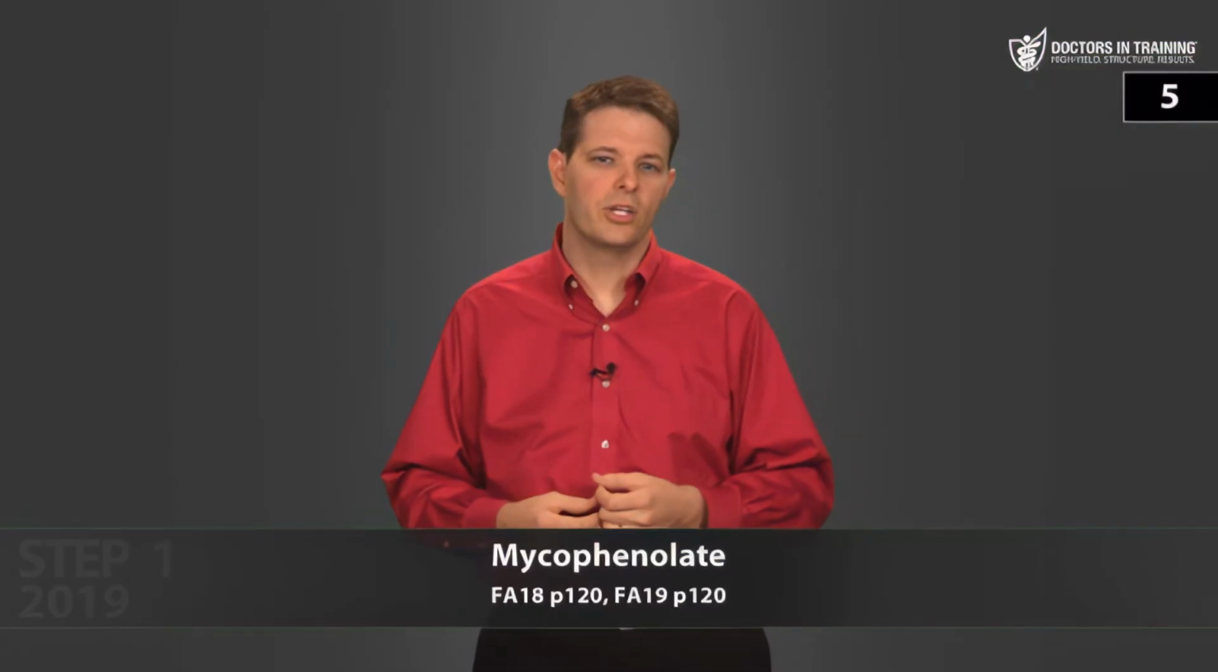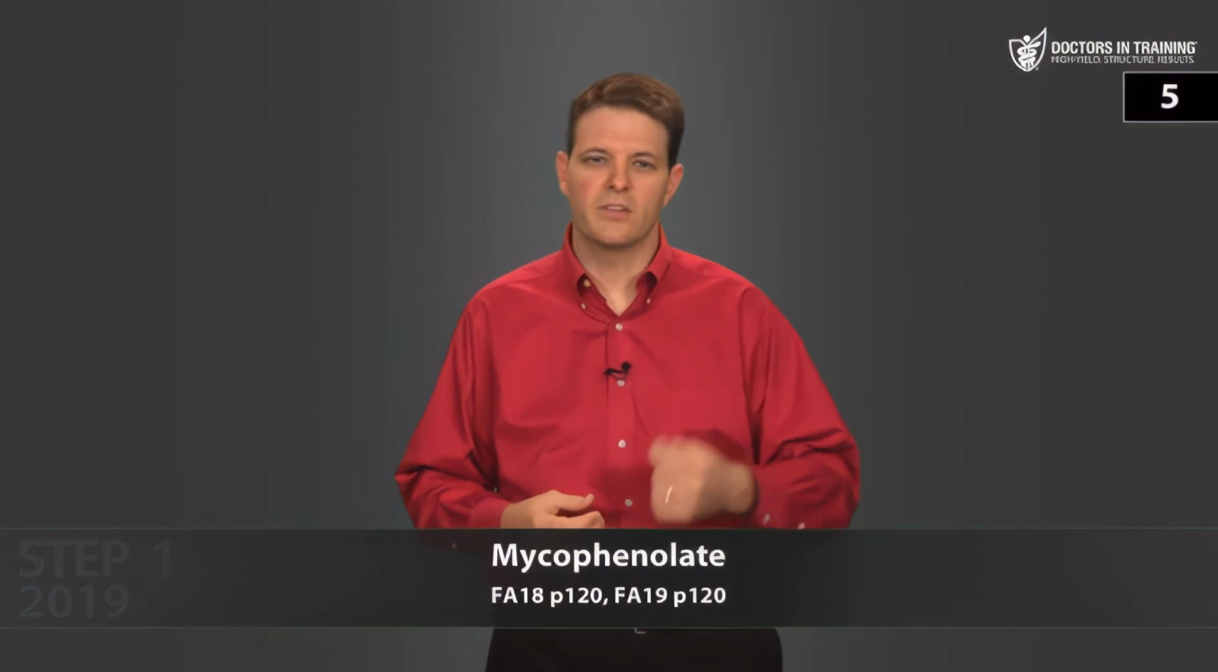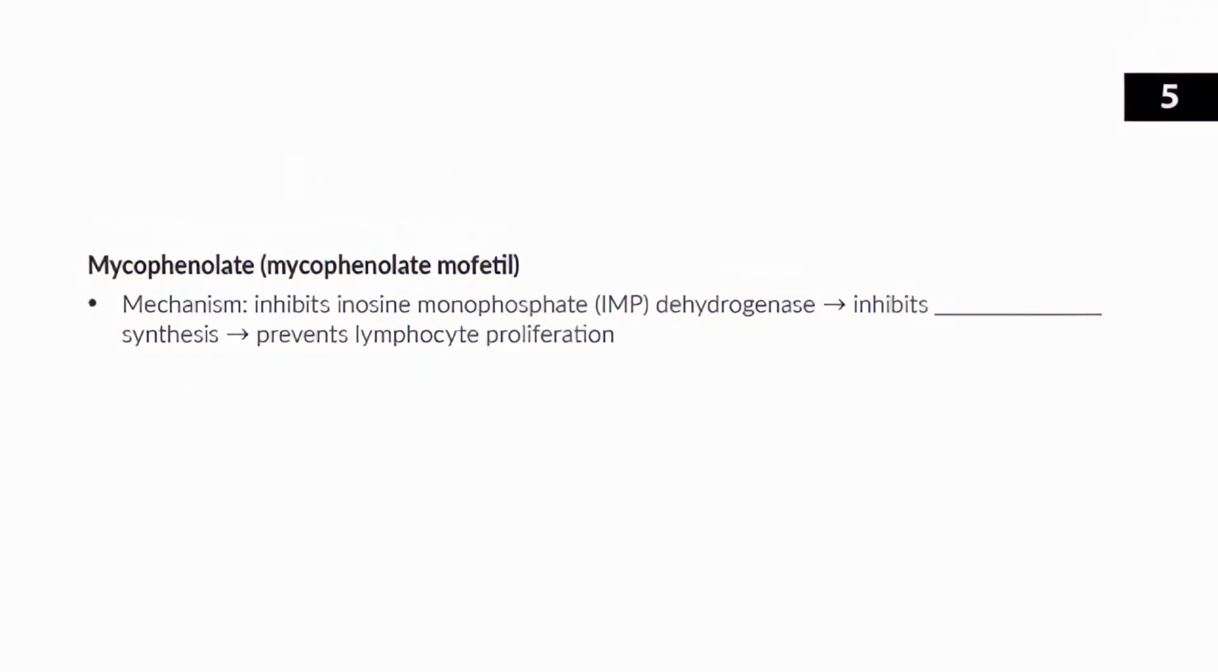Another immunosuppressant you should know is mycophenolate. Take a look in your study guide. Mycophenolate works by inhibiting inosine monophosphate dehydrogenase, and as a result, it prevents the synthesis of the nucleoside guanine. So inosine monophosphate dehydrogenase is essential in the production of guanine. If you inhibit that, you can't make guanine, and obviously you can't have cell replication. So mycophenolate prevents the rapid proliferation of B cells and T cells.